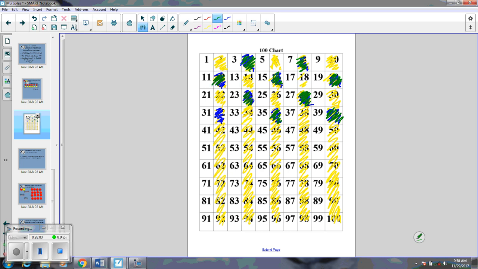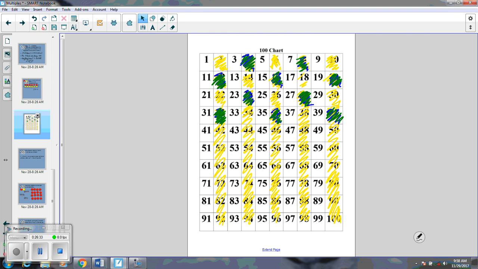Grace, what are you noticing? I'm noticing that when you say 2 plus 2, it makes 4. So every time you do 4 times 4, it goes up and it ends up 4. And the product is always an even number. Okay, so we got a lot of even numbers.